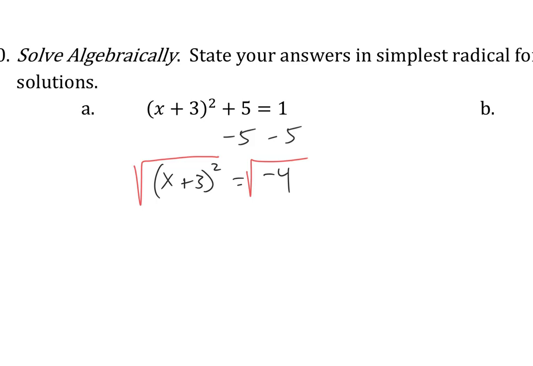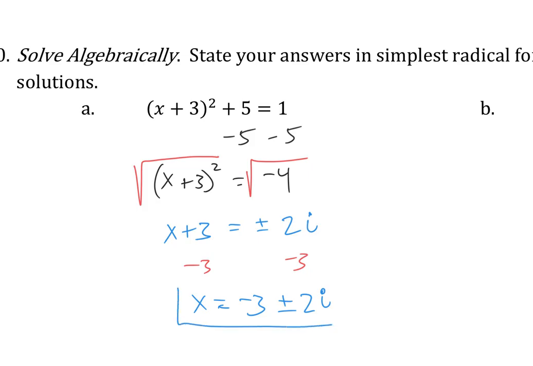Now we know about complex numbers now. So imaginary numbers. So we're going to get a plus or minus answer. And since this is a square root of a negative number, then this is going to be 2i. And now we need to subtract 3 from both sides. And x equals plus or minus 2i minus 3. But we like to put the non-imaginary number first, the real part. And there it is. Okay.